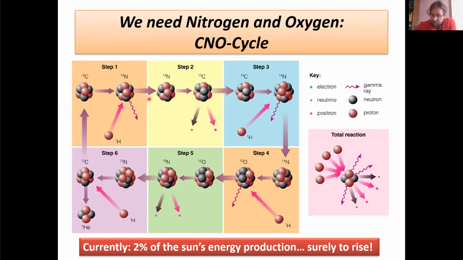You get nitrogen-13, fine. Nitrogen-13 is radioactive, becomes carbon-13. This is stable. But this can again capture a proton. So we get nitrogen-14, which is stable. Nice. We have produced nitrogen.